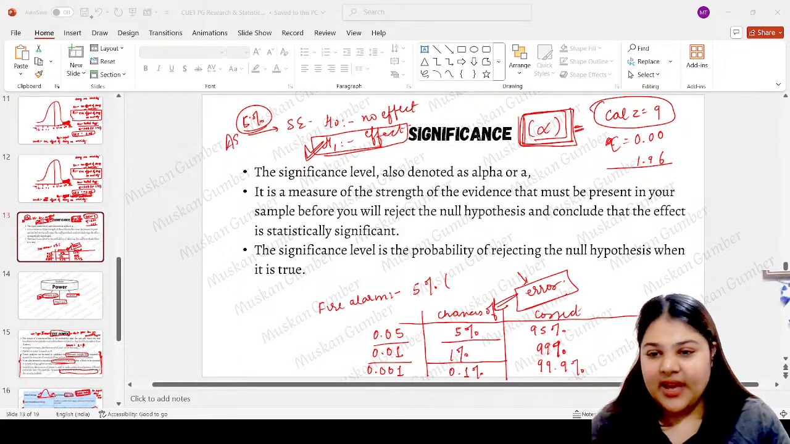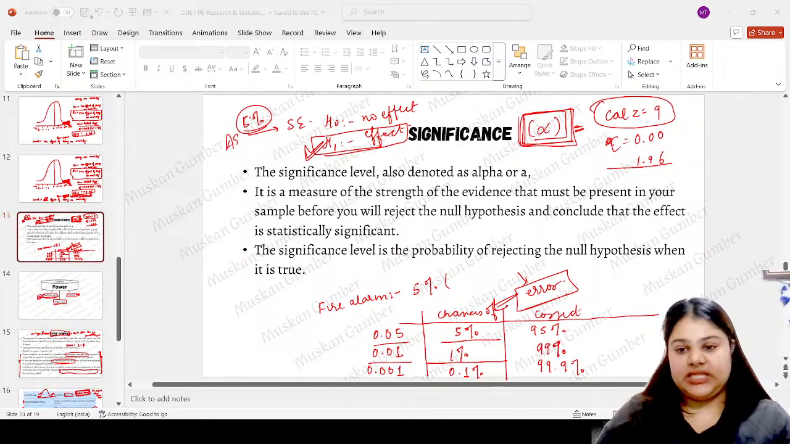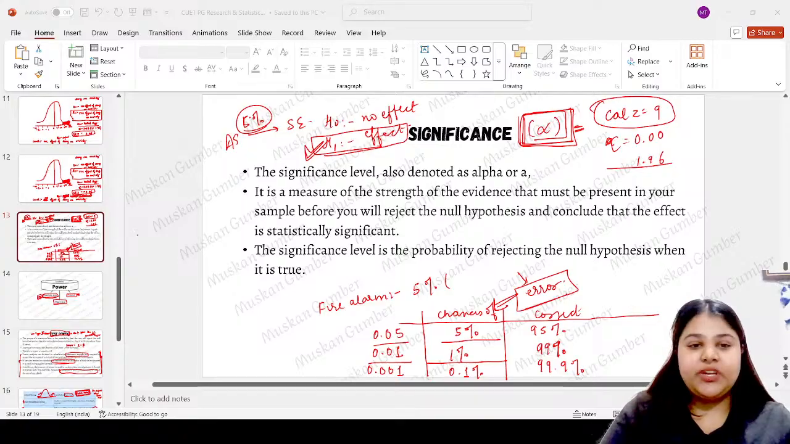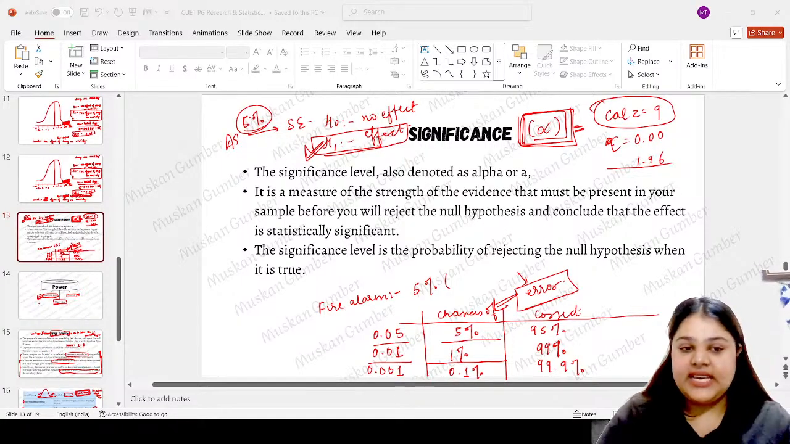All right, ma'am, I actually understood everything that you taught. I have a doubt in that slide. The last point, wait, let me see the last point. Okay, the last point is saying the significance level is the probability of rejecting the null hypothesis when it is true. Why are we saying that?